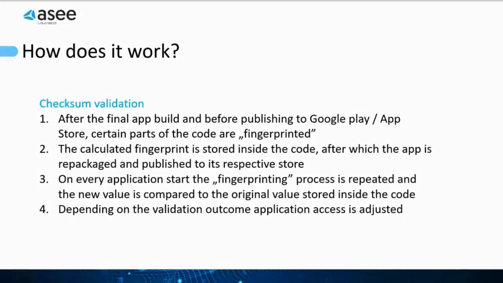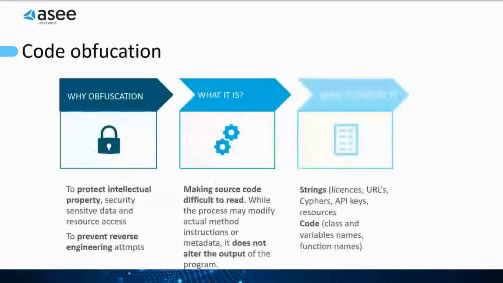When we detect that the fingerprints are matching, then integrity of the app is okay. But in all other cases, the integrity of the app is compromised. And the last layer of security we will present is code obfuscation. This is one of the most sophisticated methods to secure your original source code and to protect intellectual property of your application. Also, it's very good for preventing reverse engineering attempts.